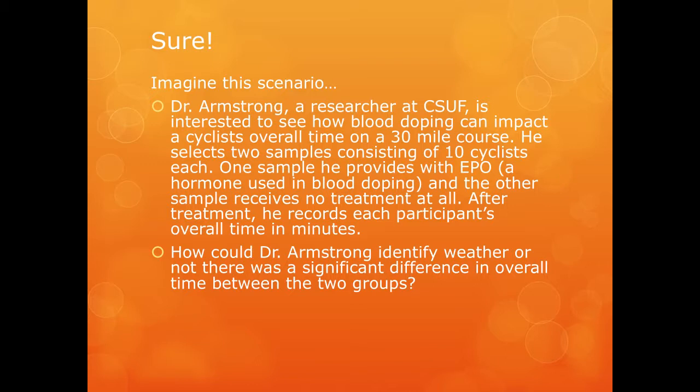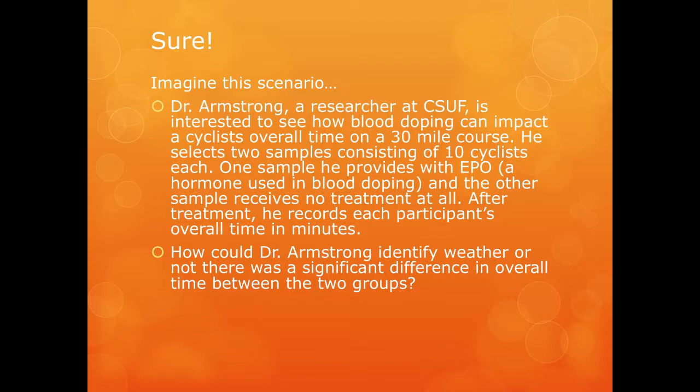Now I want to pause for a minute and I want you to pay attention and try to identify what's important here. Apparently we have two groups. They're going to be tested on the same thing, which is a 30-mile course. Each group consists of 10 cyclists, so this is going to be your n. Group number one is going to have 10 cyclists. Group number two is going to have another 10. So your total N is going to be 20 between the two groups.